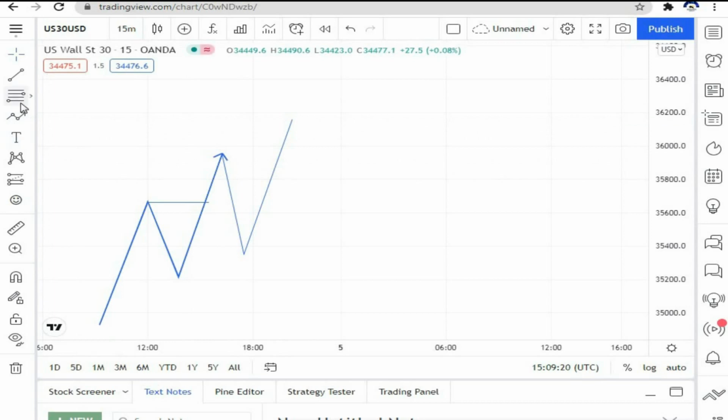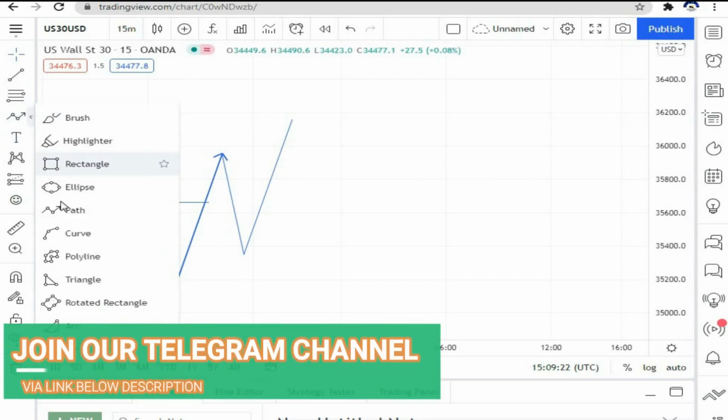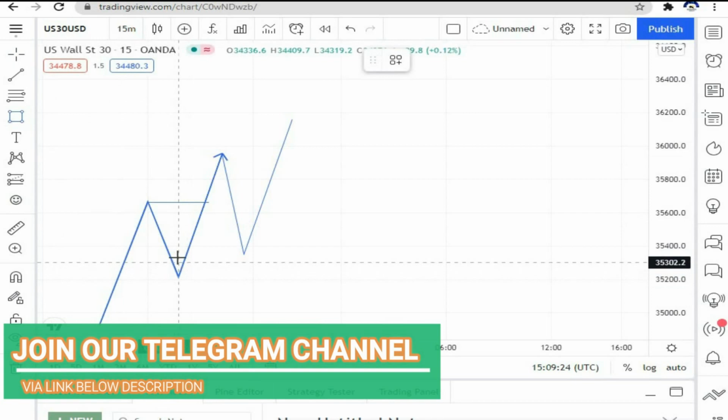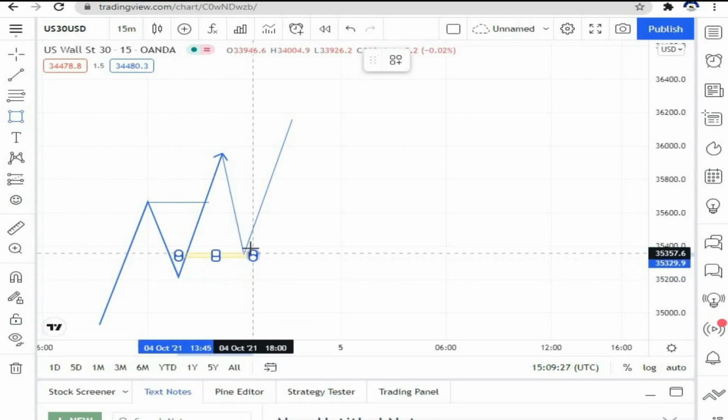And then this is your order block zone area here, guys. That's where the order block zone area is at.